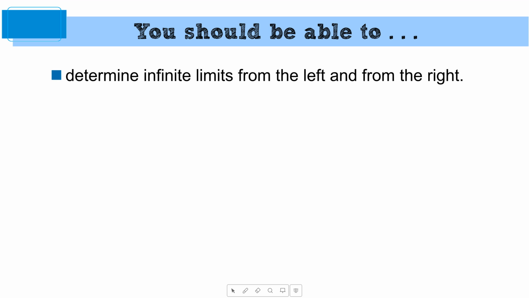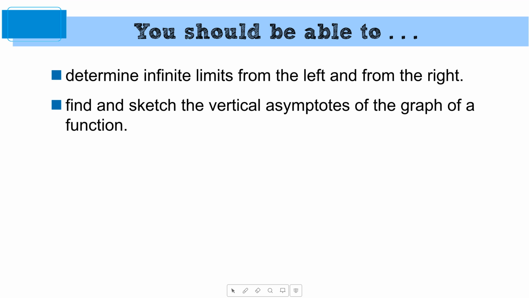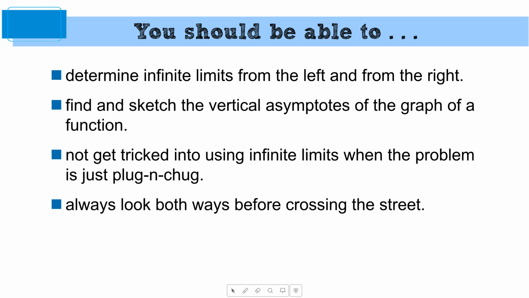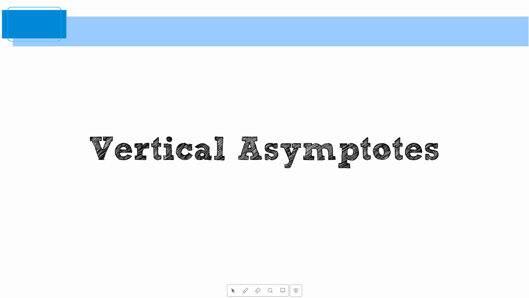We'll talk a little bit more about the left and the right business. We're going to have that burned into your skull. We're going to review where vertical asymptotes come from, because we've done that quite a bit. And we're going to make sure that you don't dive into things thinking it's infinity when it's just a simple plug and chug. Every single limit problem you do should be done as a plug and chug first, because it might turn out to be very simple, and you can make it a lot more complex by not realizing that it's plug and chug. And always look both ways before you cross the street. Sound advice, yes?